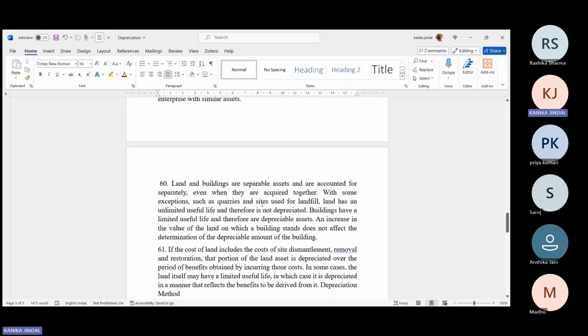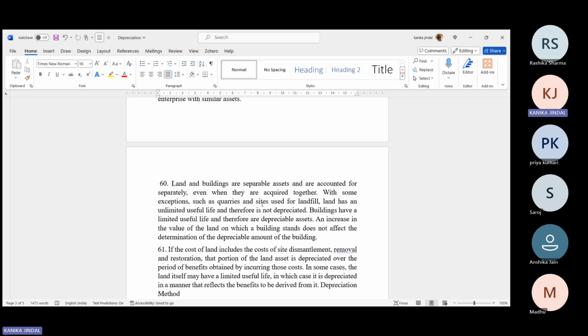Next is, land and buildings are separable assets and are separately accounted for, even when they are acquired together. So, with some exceptions, such as quarries and sites used for landfill, land has an unlimited useful life. तो हम कुछ exceptions को छोड़कर हम ये assume करते हैं कि land की जो useful life है, that is unlimited and therefore it is not depreciated. Land को हम depreciate नहीं करते.